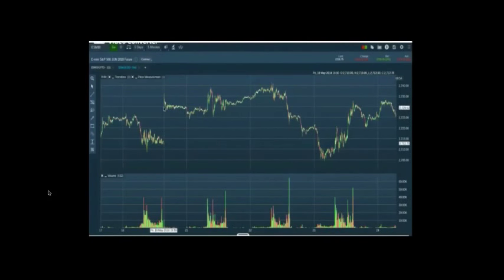Just wanted to walk through some of the levels on the E-mini this morning that we're going to be watching. In particular, 2725. We're looking for an entry there, and we'll just take a look here at some of the levels. Let's get these drawn out.